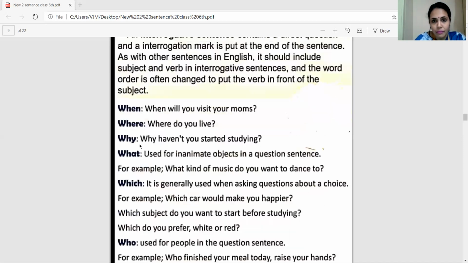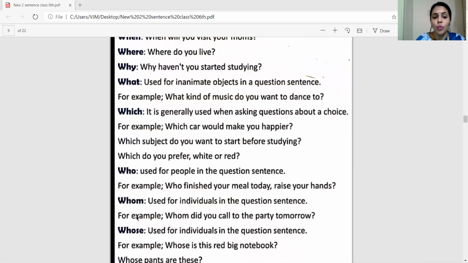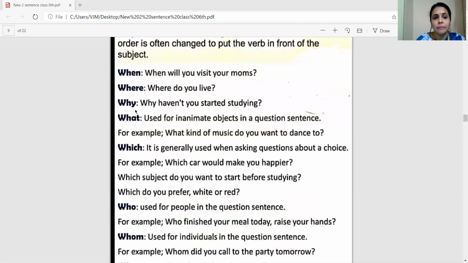So there are a few WH words like when, where, why, what, which, who, whom, whose. I will quickly take what, because when, where, why we all know. When is asked for the time, where is asked for the place, and why is used for the reason. So when we ask a question with when, of course it's a time. Where asks the place of the action. Why asks the reason.